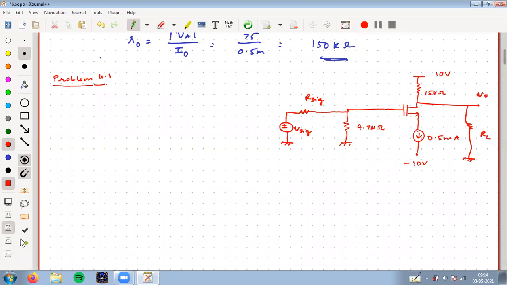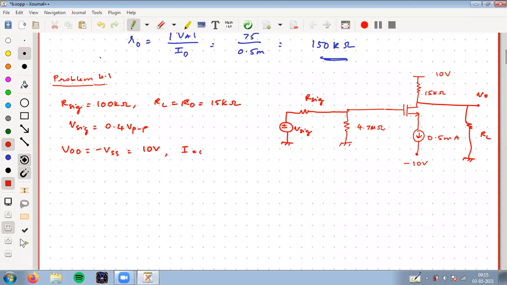The given data is R signal is 100 kilo ohms, RL is equal to RD is equal to 15 kilo ohms. V signal is 0.4 volts peak to peak. Okay, this 0.4 volts peak to peak. VDD is equal to minus VSS is equal to 10 volts.